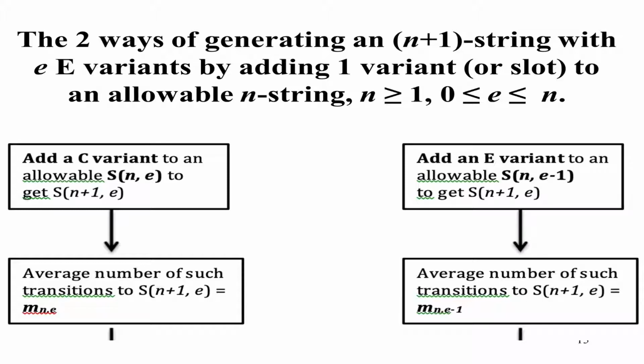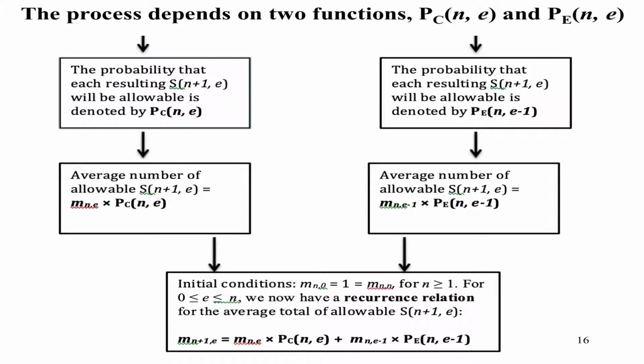There's a certain number of transitions here denoted by M, and notice the subscripts N and E. Here it's N and E minus 1. Then there's a probability that each of these is going to be allowable. You multiply number by probability, and you get an average number. There are 2 sources. You add them up, and this is the recurrence relation. You can do this iteratively. If you know M_N, you can know M_{N+1}. So that's the way we proceed. The problem is to specify these functions, P. Well, you want the functions to have some desirable properties.